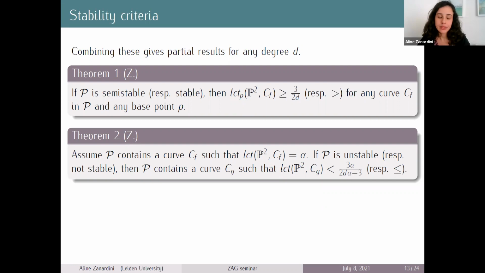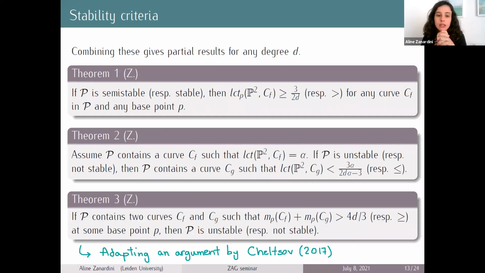The next result is, so these two relate the stability of the pencil to the log canonical threshold. So they have the same kind of flavor as the results I showed you in the beginning for curves, Hacking's and Kim-Lee and Chodzov's results. And the next result that I want to show you will relate the stability of the pencil to the multiplicity at a base point. And the statement is the following.